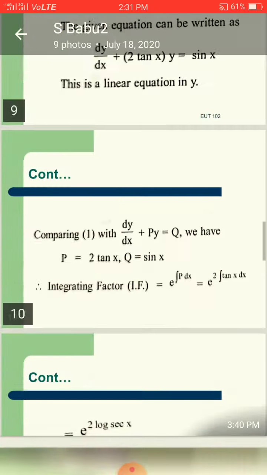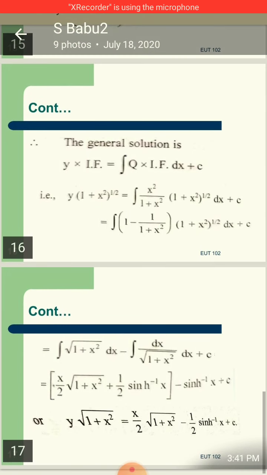And we have to consider this one. Now here 1 plus x square whole power 1 by 2 means under root of 1 plus x square. Multiply the bracket terms with 1 plus x square whole power 1 by 2. When you multiply it, then we get only integration of 1 plus x square with respect to x minus integration of 1 by root 1 plus x square with respect to x plus c.